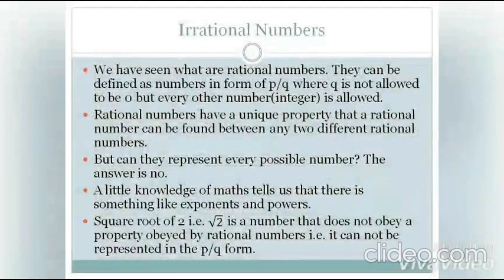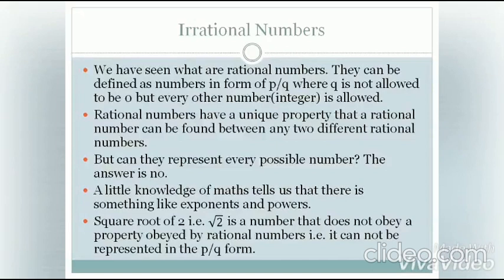Now let us move on to irrational numbers. We have talked about rational numbers. A rational number is a number which can be written in the form p by q, where q cannot be 0. Rational numbers have a unique property that between two rational numbers, you can always find a different rational number. But can they represent every possible number? The answer is still no.